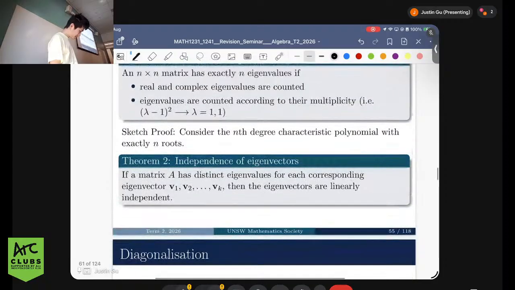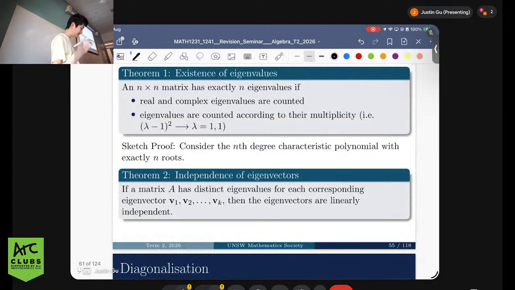Another theorem you should know is that if a matrix has distinct eigenvalues for every corresponding eigenvector v1, v2, all the way up to vk, then the eigenvectors are linearly independent. You can prove that by, I think, left multiplying by A and then showing that everything gets scaled by a different amount.